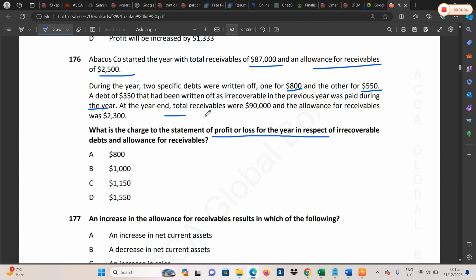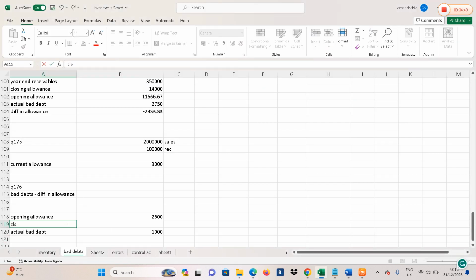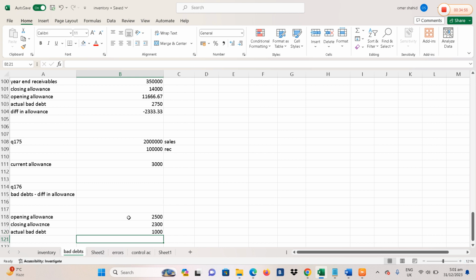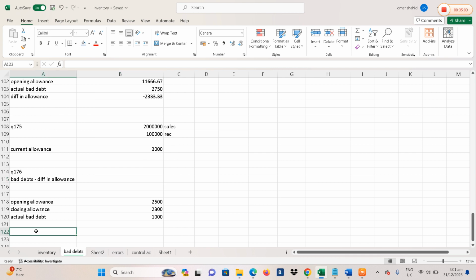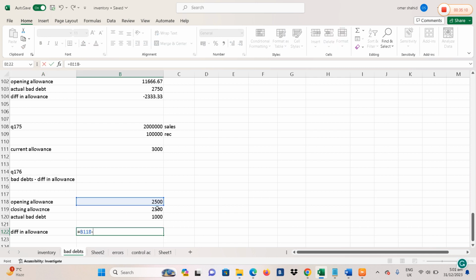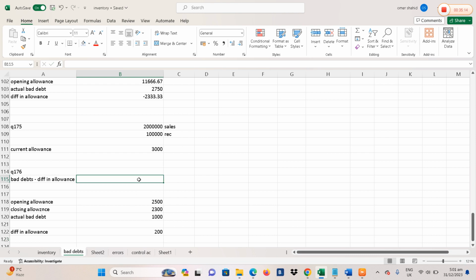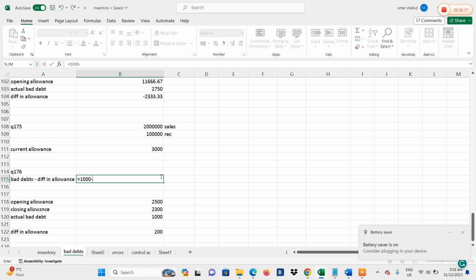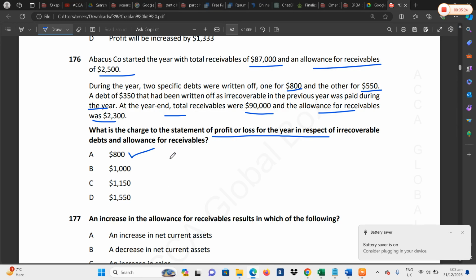At the year end, total receivable was 90,000 and allowance for receivable was 2,300, meaning the closing allowance is 2,300. So we just need to apply the formula now. Difference in allowance is opening allowance minus closing allowance always. So 200 is our difference in allowance. Actual bad debt is 1,000 and 200 is our difference in allowance. We get the answer 800. So option A is our answer.